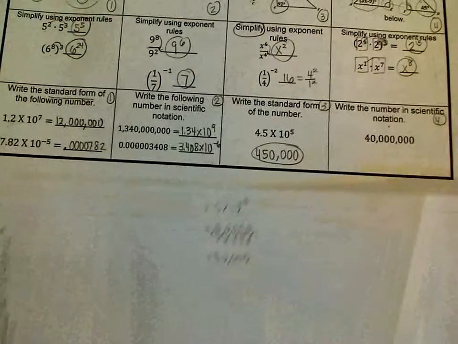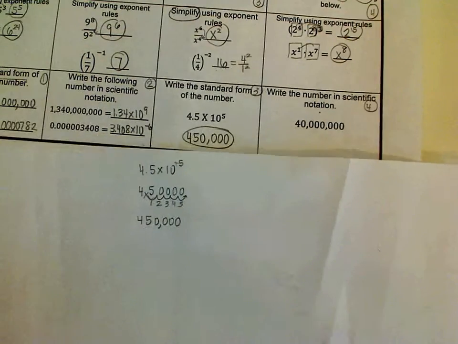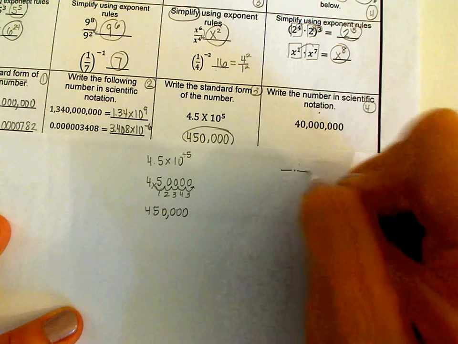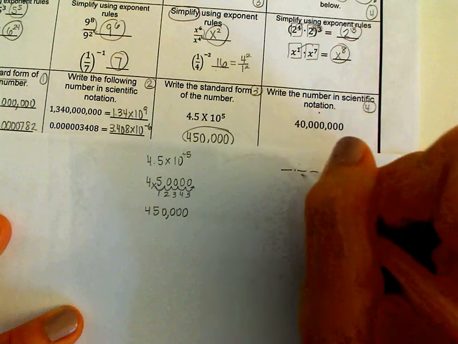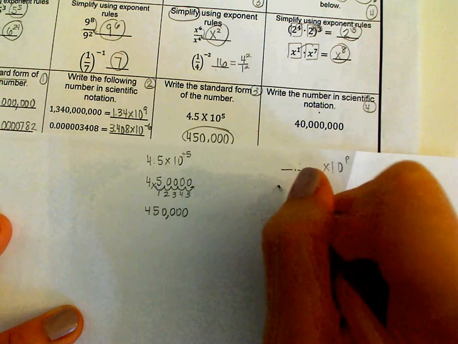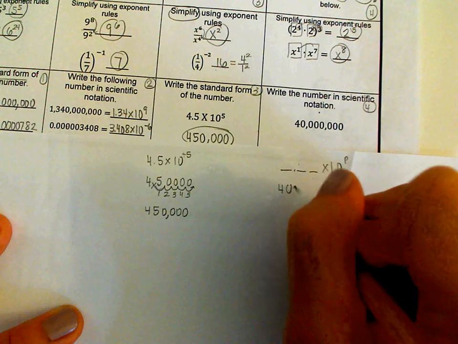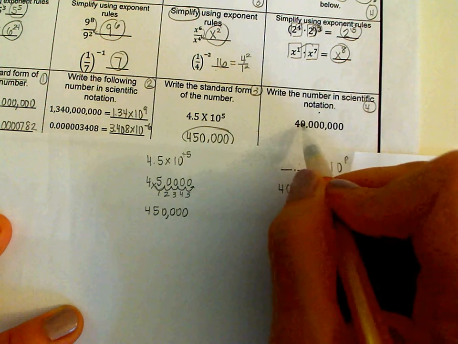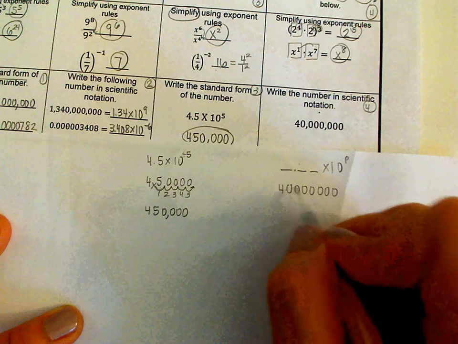Now box 4, this one says to write it in scientific notation, which means we have to do number dot number number times 10 to some power. So I'm going to write 40 million here without the zeros. Let me double check. I have 4 followed by 1, 2, 3, 4, 5, 6, 7 zeros.